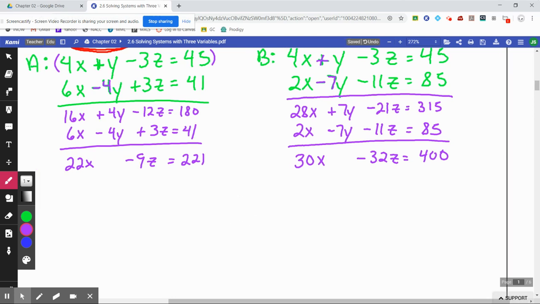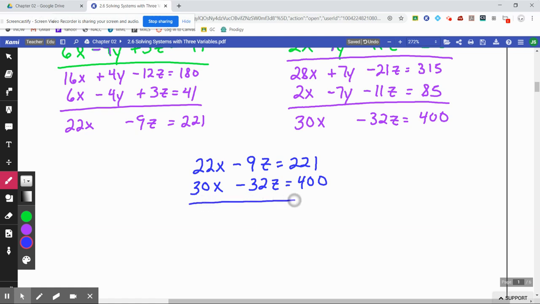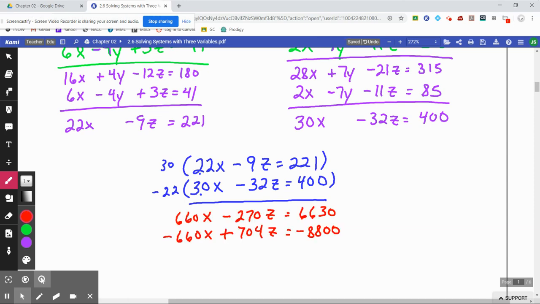Now let's pair those two together and try to figure out what x and z are. There you see my new equation A and equation B together. Now to get rid of either x's or z's, we can use substitution or elimination. This is already set up for elimination. So what I'm going to do is, I guess we could take our first equation, and we'll eliminate our x's. To get our x's the same, I can multiply my first equation by 30. And I can multiply my second equation by -22, and that's going to make these two values the exact same number. And there you see the results.